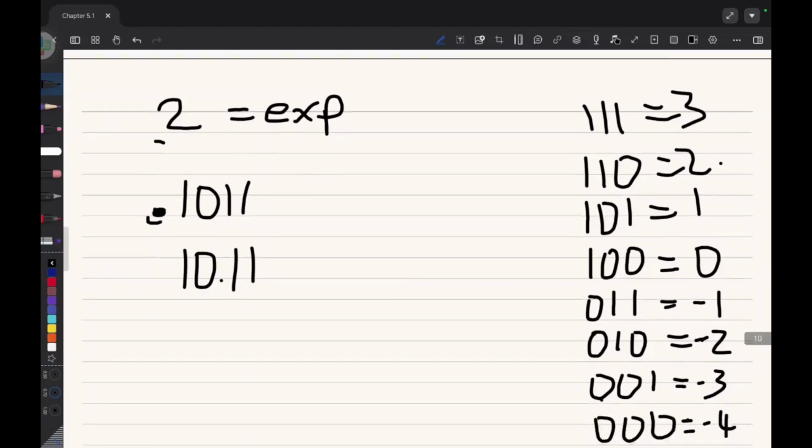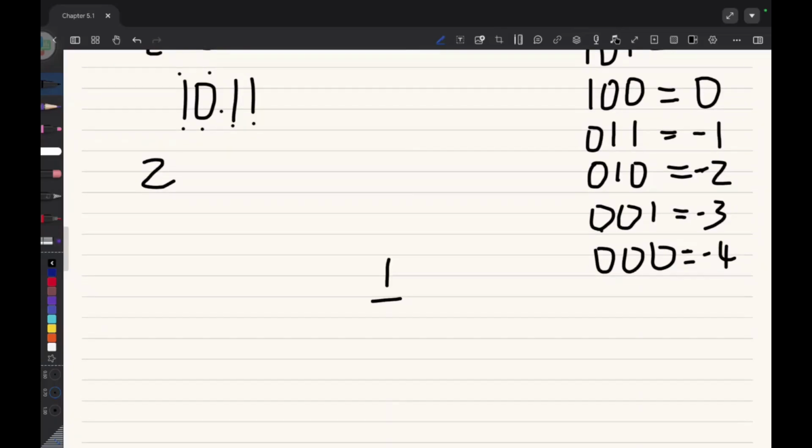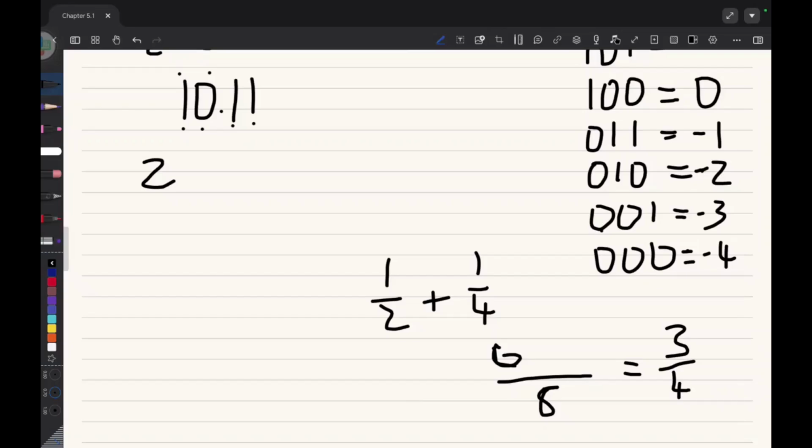Now what is 10.11 in decimal? This is 2, because it's 1, 2. Then this is 3/4. How is it 3/4? 1/2 plus 1/4, which is going to be equal to 8, then it's 4 plus 2, which is 6, then divide by 2, this is just going to be 3/4. So this is going to be 2 and 3/4. So 10.11 is equal to this decimal number.